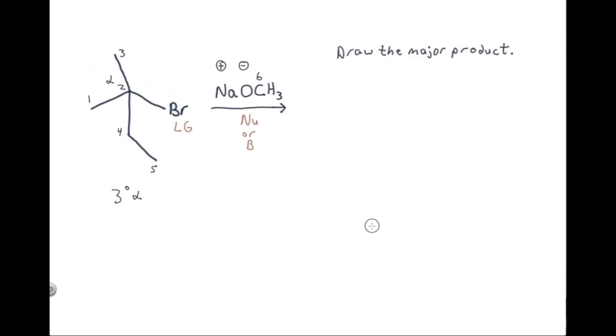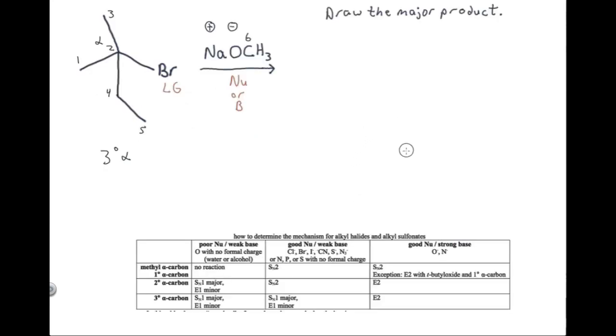Don't assume the mechanism is E2. Use the table to determine the mechanism. Tertiary alpha carbon puts us in the bottom row of the table. O- puts us in the right-hand column of the table. And the table predicts an E2 mechanism. Make sure you write down the name of the mechanism.